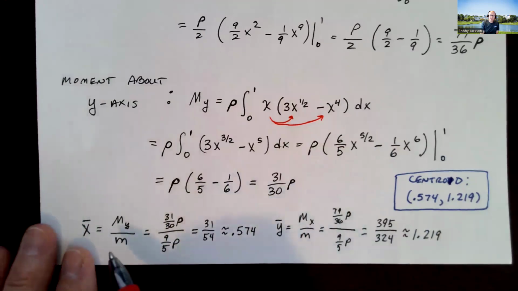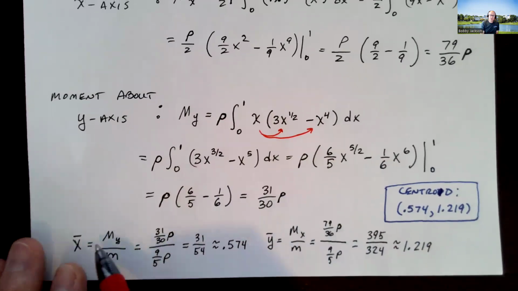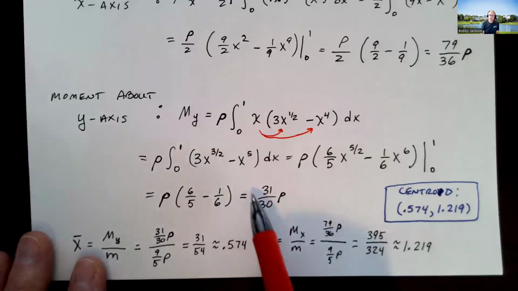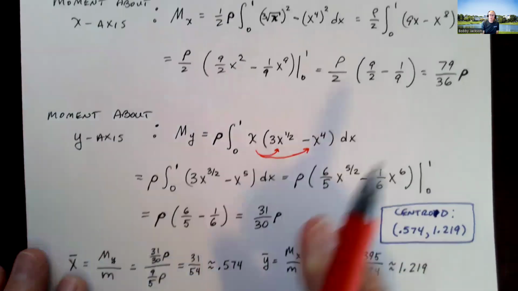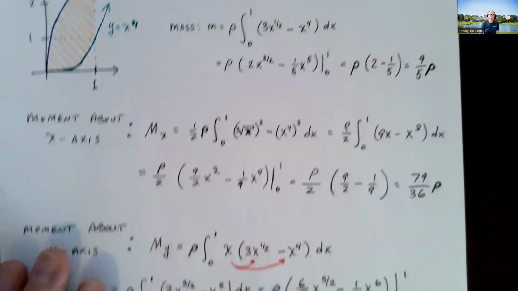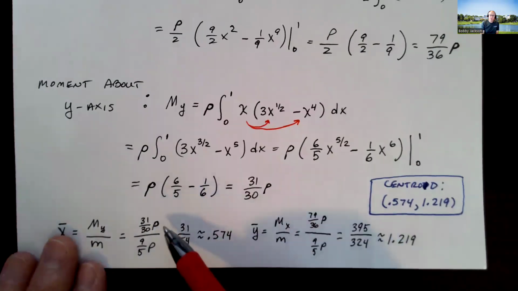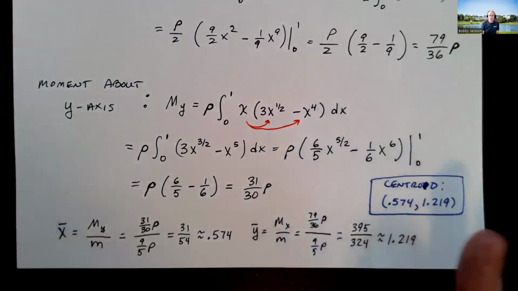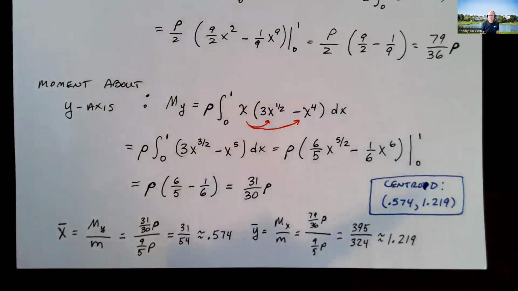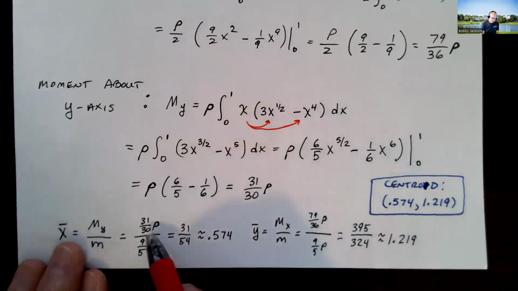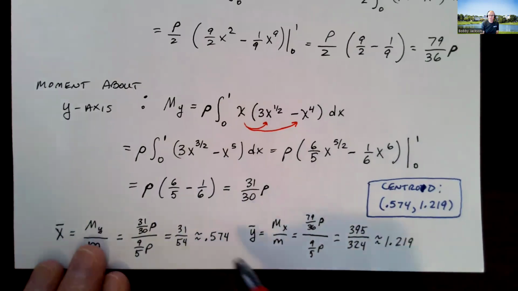Now I can find the coordinates of my centroid. The x-coordinate will be the moment about the y-axis, which we just found, divided by the mass. And remember, the mass was up here, 9/5 of rho. And of course, as always, when we simplify, the rhos cancel. So again, you could use a density of 1 in these problems. As long as it's a uniform, dense, planar lamina, this will always happen. And then 31/30 divided by 9/5 is 31/54, which is about 0.574.